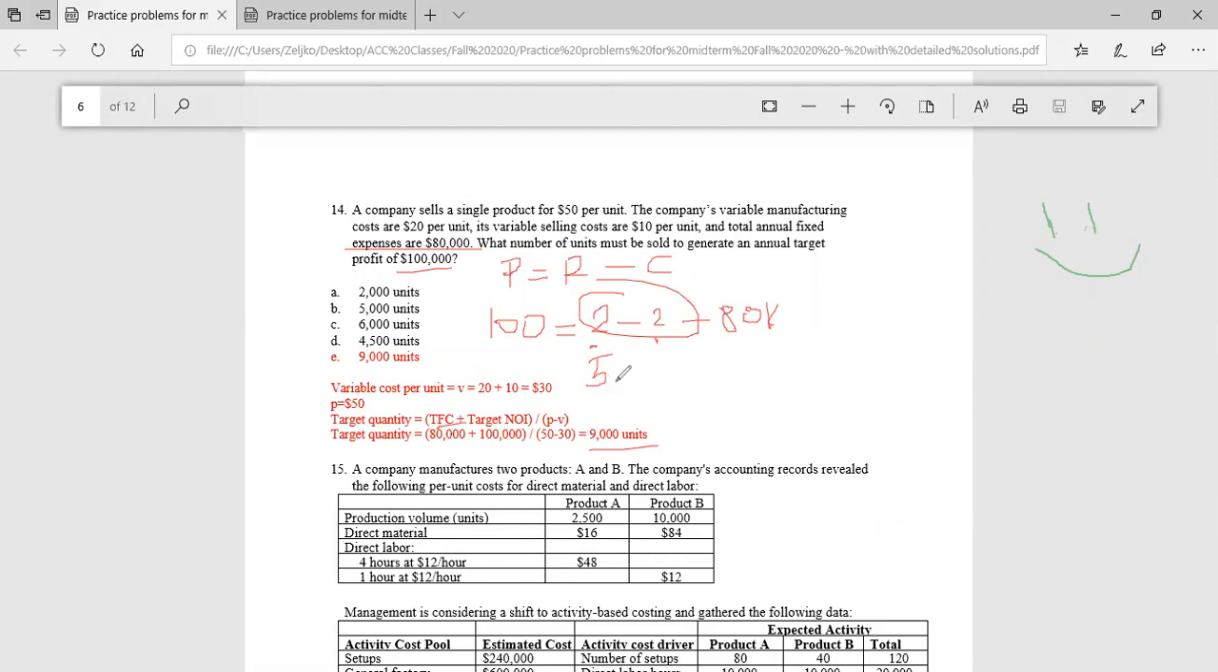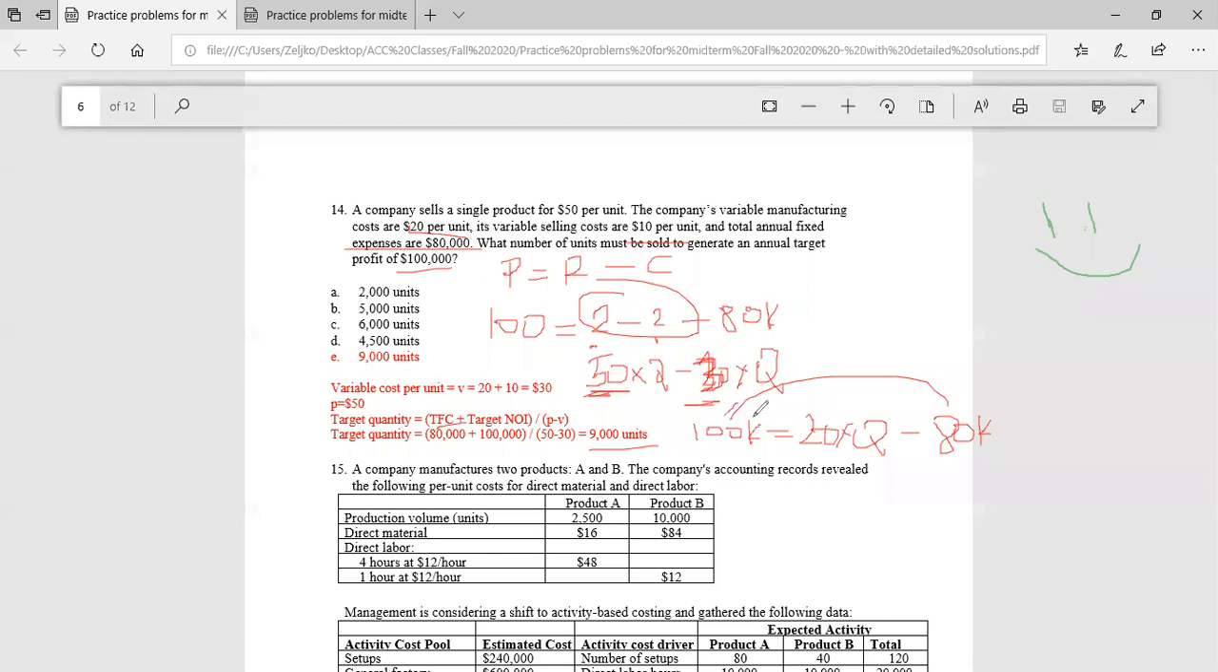Well, this is 50 times quantity units minus, I'm sorry, 30, 20 plus 10, times quantity units. And this is our contribution margin, 50 minus 30. So we end up with 100K in profit is equal to what? $20 times quantity that we are looking for, minus 80K in fixed cost.